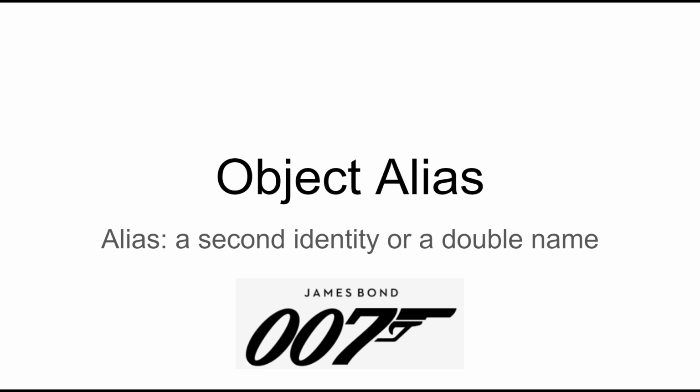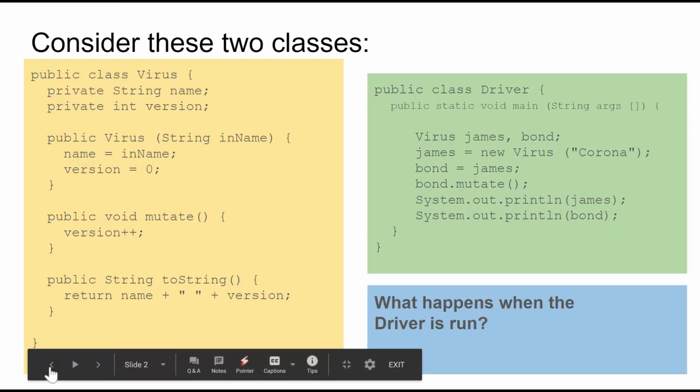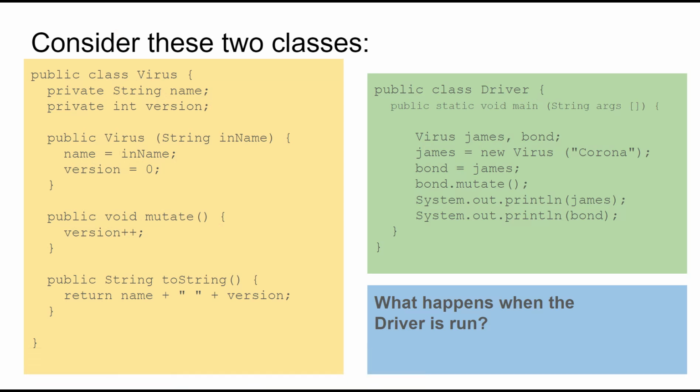Okay, today what we're going to do is look at object aliases. An alias is really a second name for the same object. So an object can have more than one name. Okay, so let's begin. So I've given you two classes.